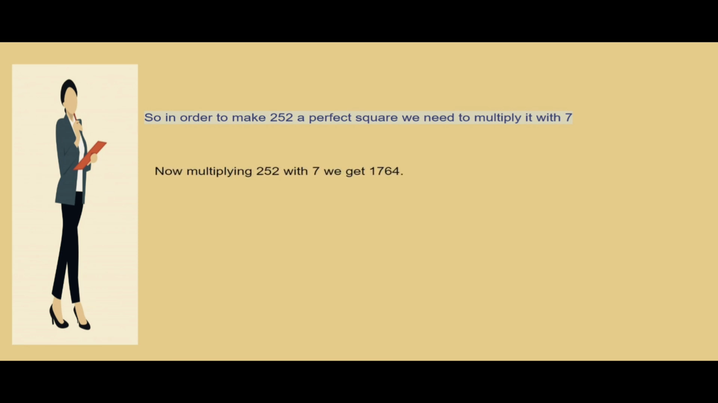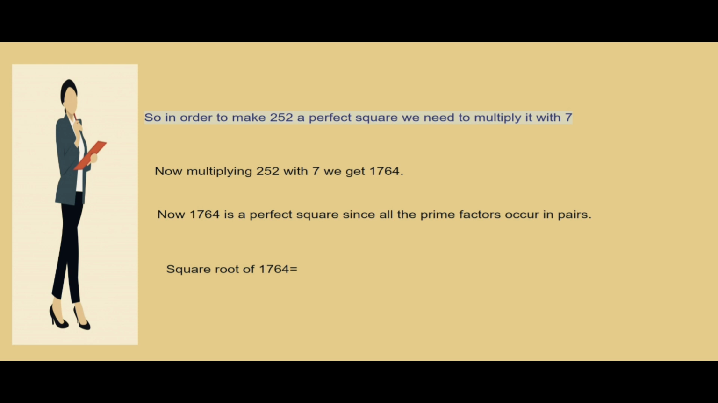Now, multiplying 252 by 7, we get 1764. 1764 is a perfect square since all the prime factors occur in pairs. Now, we are asked to find the square root of this number also.